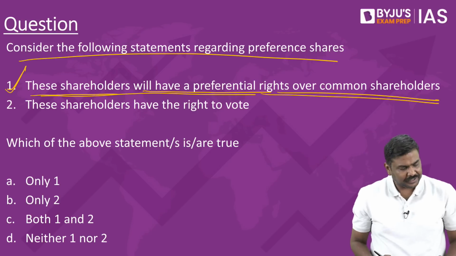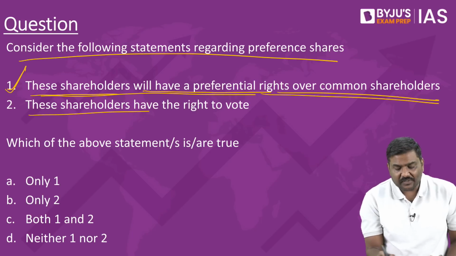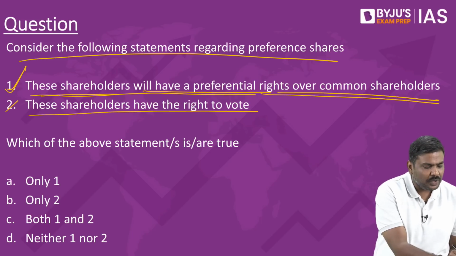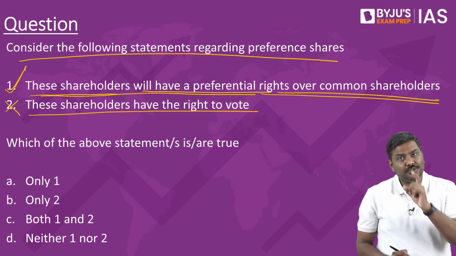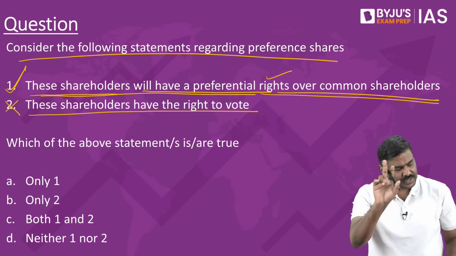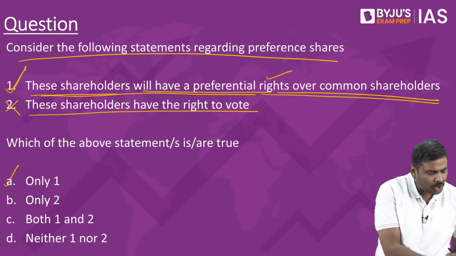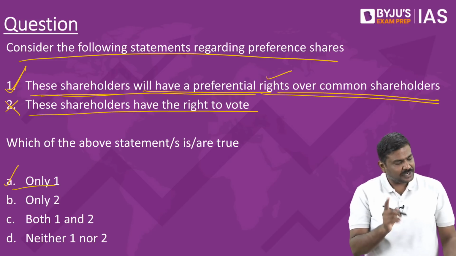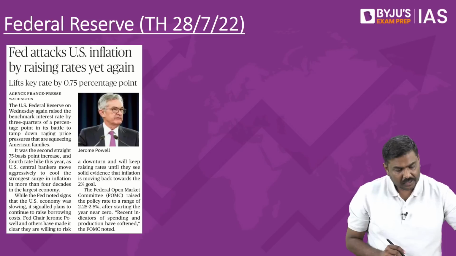Statement 1 is correct. These shareholders have a right to vote. Statement 2 is wrong. Preference shareholders do not have a right to vote. Common shareholders or common stockholders have a right to vote. Right option for this particular question is option A, only 1 is correct.